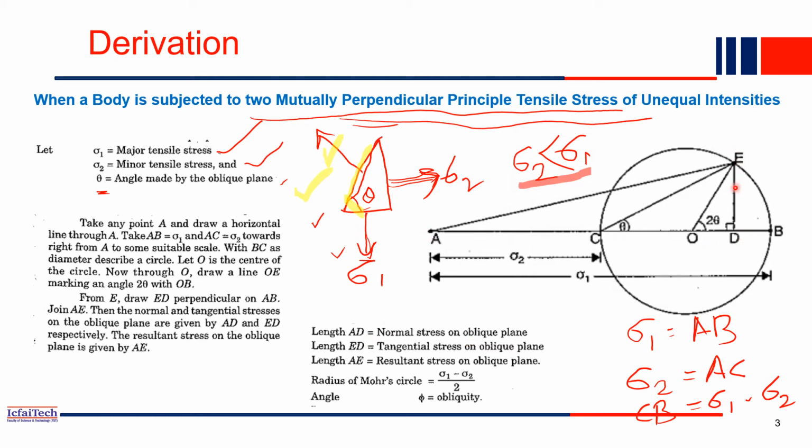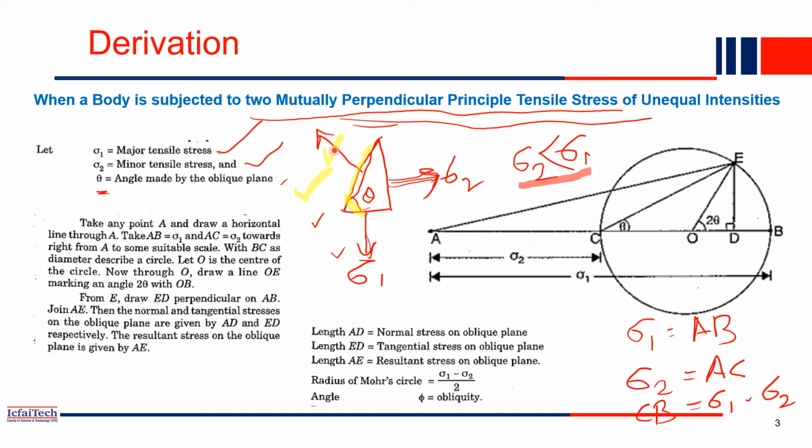Similarly for E to D, this vertical line, that's what we discussed. The horizontal line will be the normal stress, and the vertical line will be your shear stress or the tangential stress. So ED will be this much. So the length of ED will be nothing but your shear stress at this plane, and the length of A to E will be your resultant stress on an oblique plane.